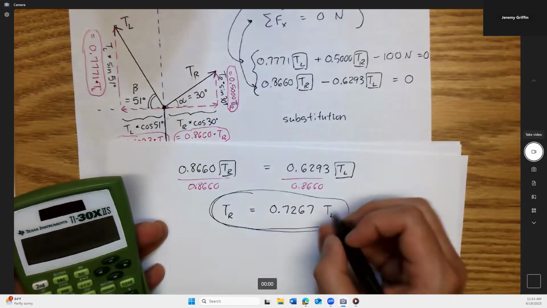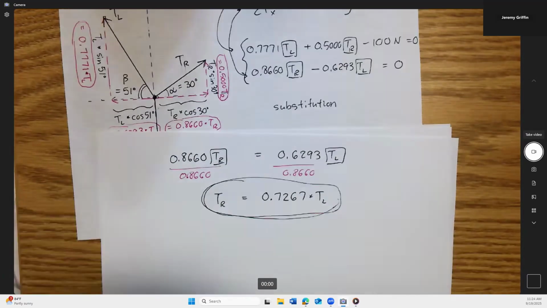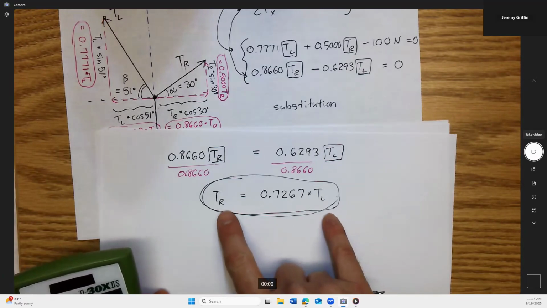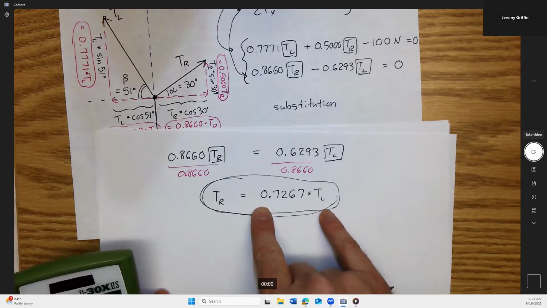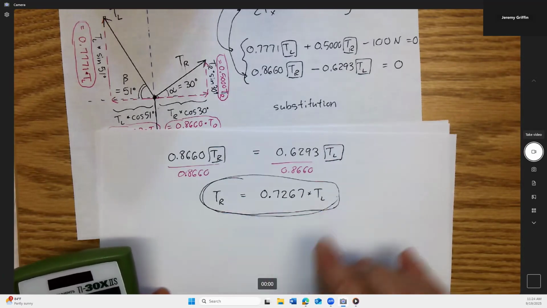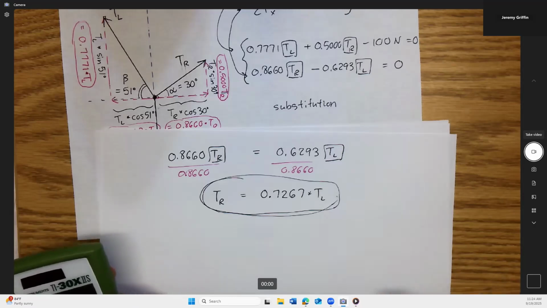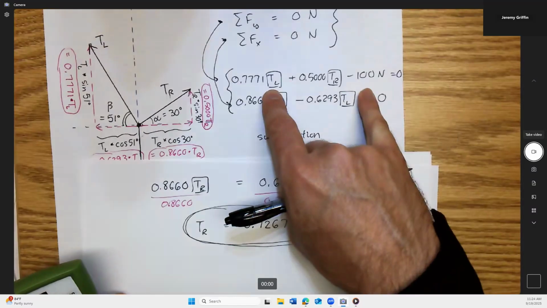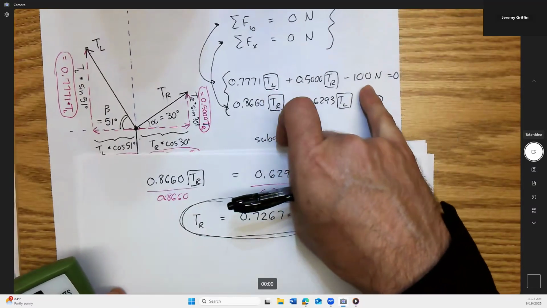You guys see that out there? Okay. Good. So guys, do I know either of the tensions exactly yet? No. What I do know is that the right tension is 72% of the left tension. So now I have a relationship between the two tensions. Now I'm going to take this and substitute it back into that vertical equation. You guys remember this vertical one that pulled in the 100 newtons?